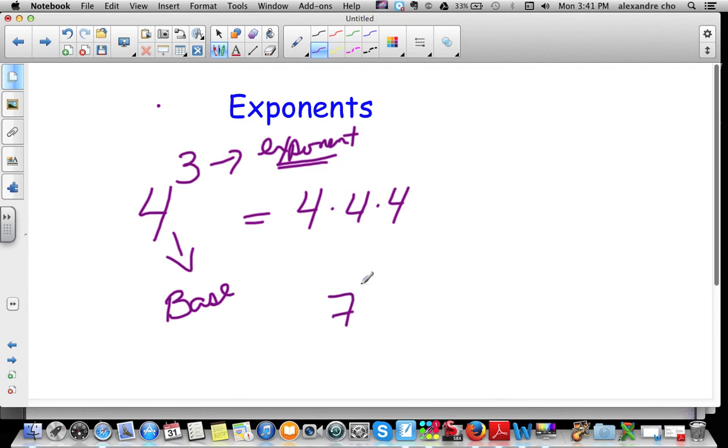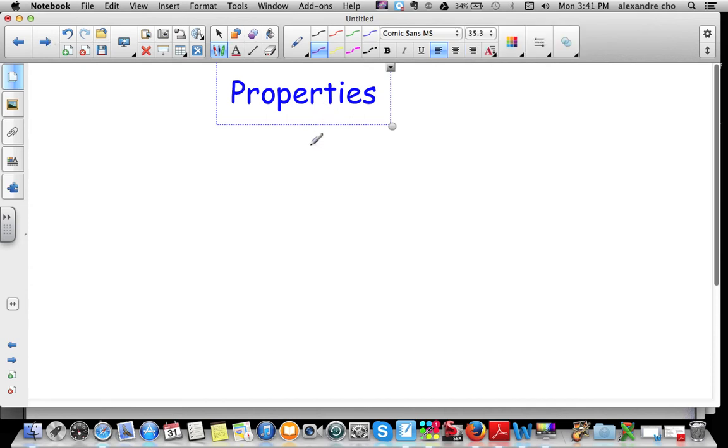Okay, so if you take another one like this, 7 to the 5th, that means 7 times 7 times 7 times 7 times 7. Okay, and vice versa, 7 times 7 times 7 times 7 times 7 is the same thing as 7 to the 5th power. Okay, so yeah, there's not much else in terms of exponents. Very, very simple. And we have something called properties.